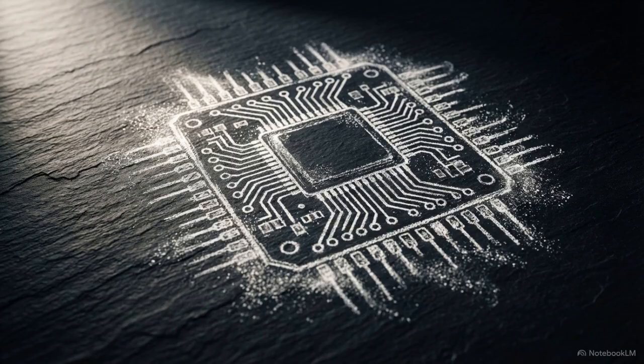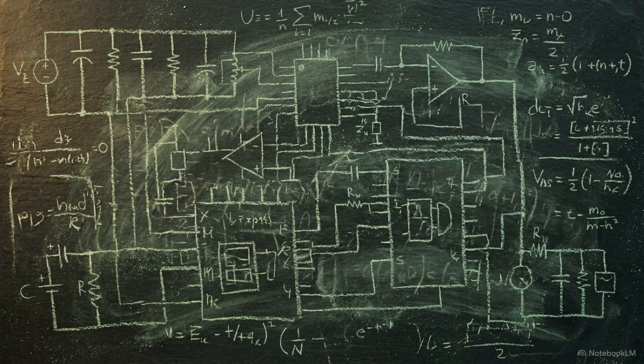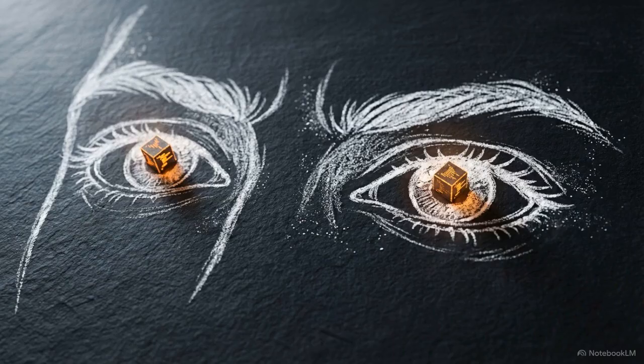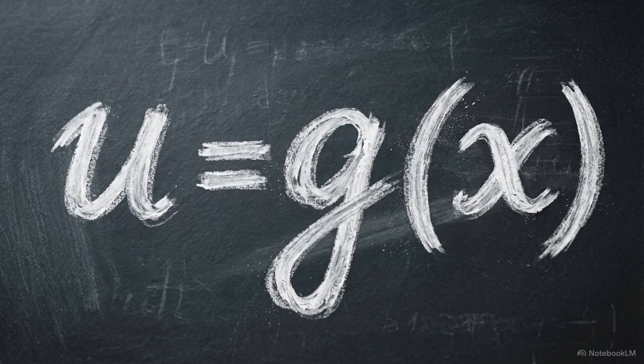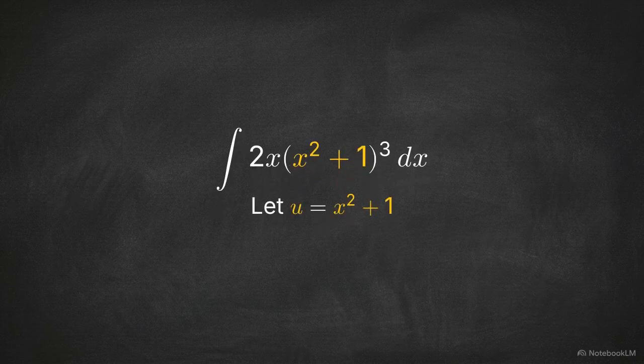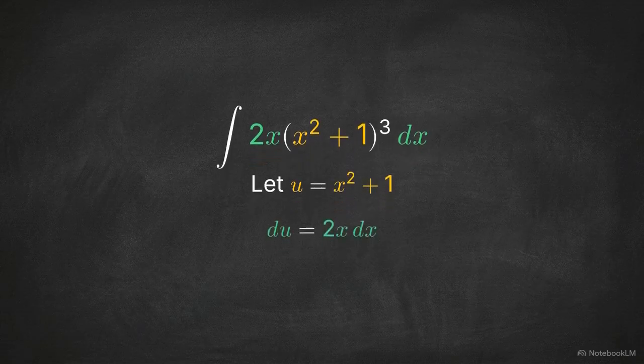Computing systems rarely process isolated polynomials. They operate on composite functions, nesting one operation inside another. To solve these, we use the substitution method. Consider this integral: 2x times the quantity x squared plus 1, cubed. We simplify by assigning a temporary variable u to the inner function.